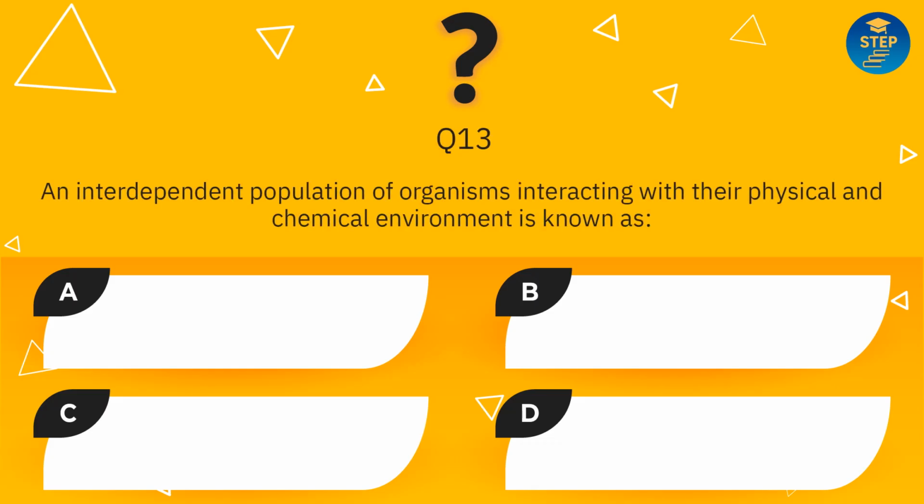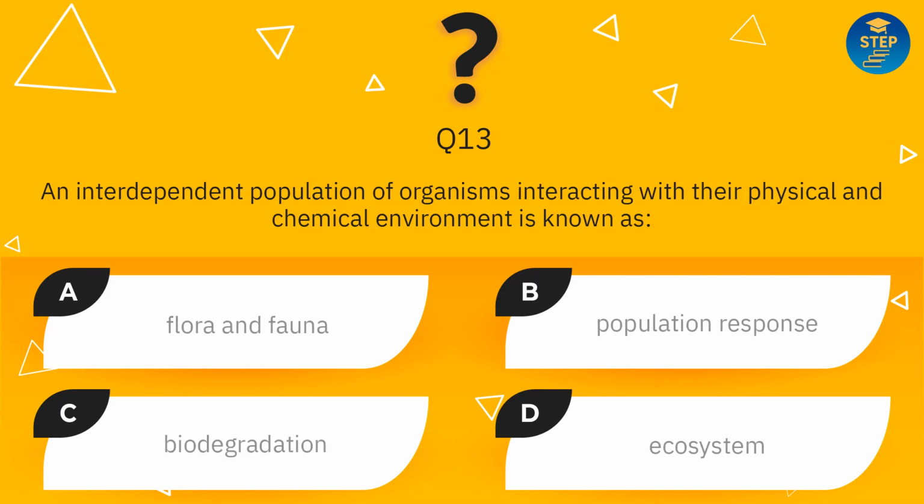An interdependent population of organisms interacting with their physical and chemical environment is known as flora and fauna, population response, biodegradation, ecosystem. Answer is population response.